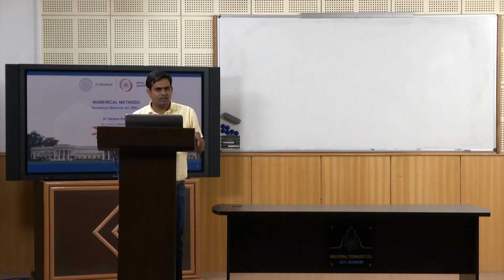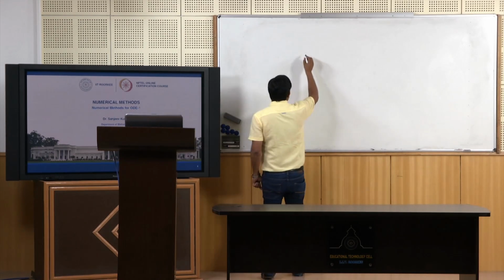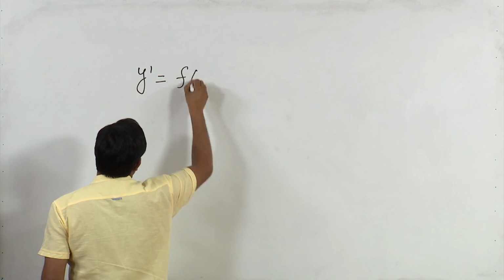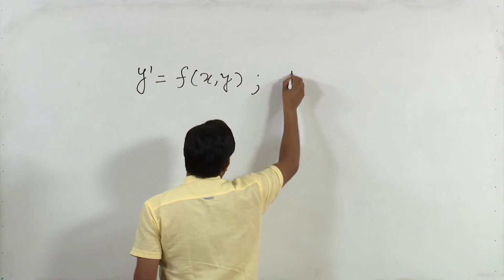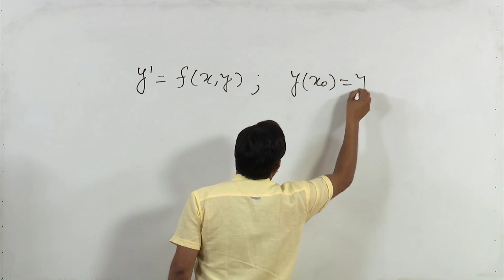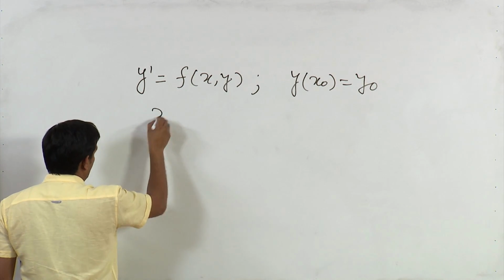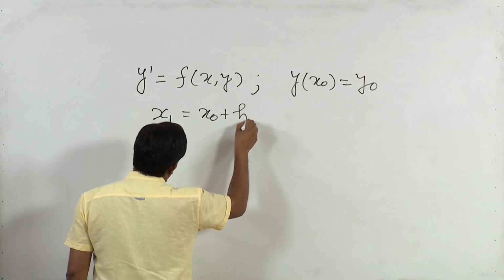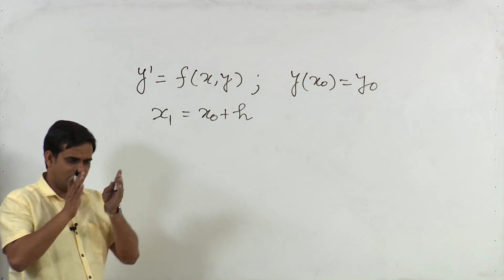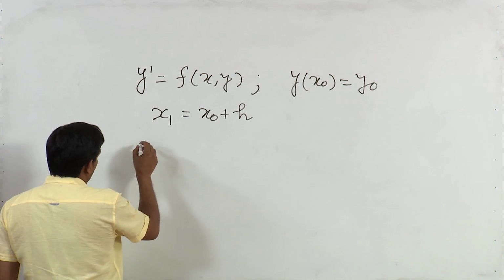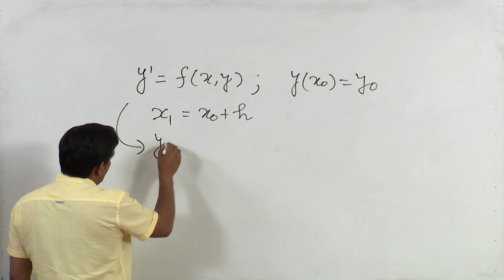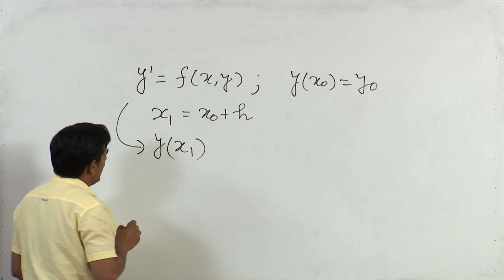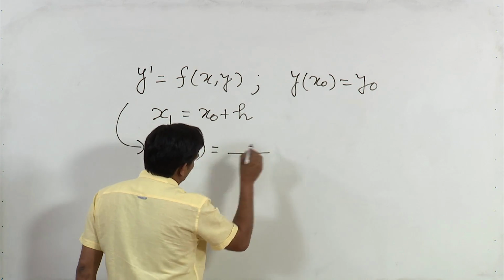No, it will give you the value of y for the given x where you want to obtain your solution. Suppose I have an initial value problem y prime equals f of x, y, together with a condition that y at x naught equals y naught. Suppose you want to calculate the solution at x equals x 1, which is x naught plus h, where h is a small number. Then by a numerical method I will calculate the value of y at x equals x 1, and that will be a numeric number.